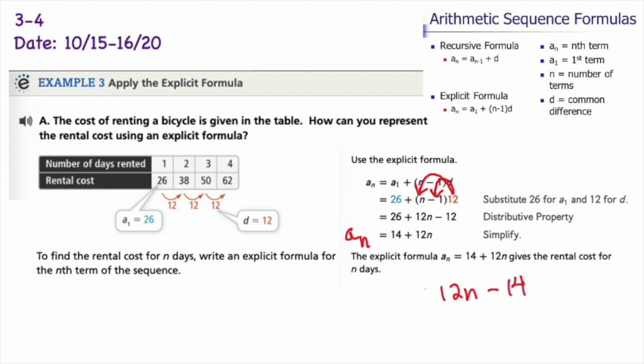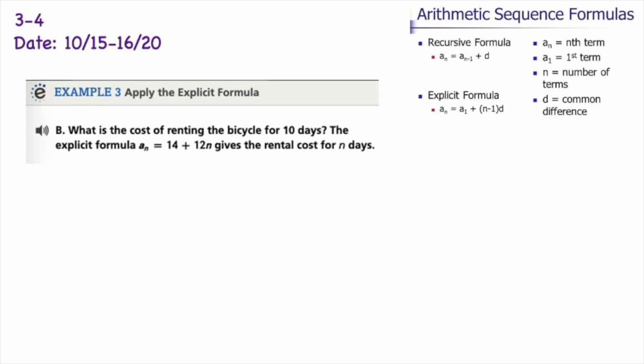So the formula has the a sub 1 written first. So if this a sub 1 was a negative number, we would want it to be at the end, and it just makes it look neater. To be honest, there's no real reason why it's written second. But anyway, the explicit formula a sub n equals 14 plus 12n gives the rental cost of n days. So this is the formula that you would use to calculate any number of days to see how much it's going to cost.